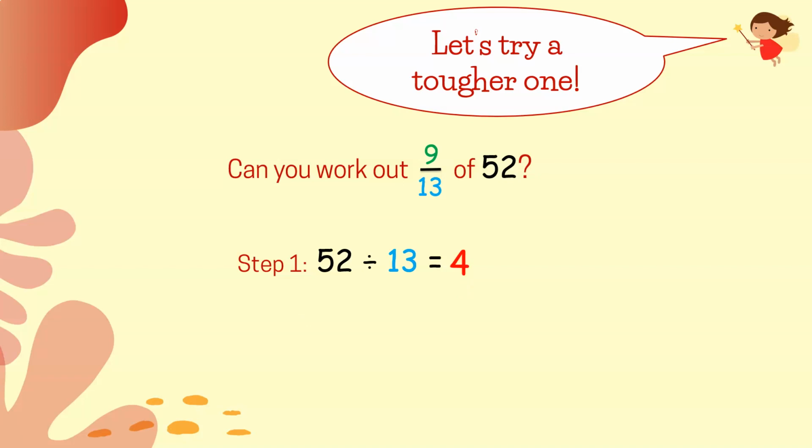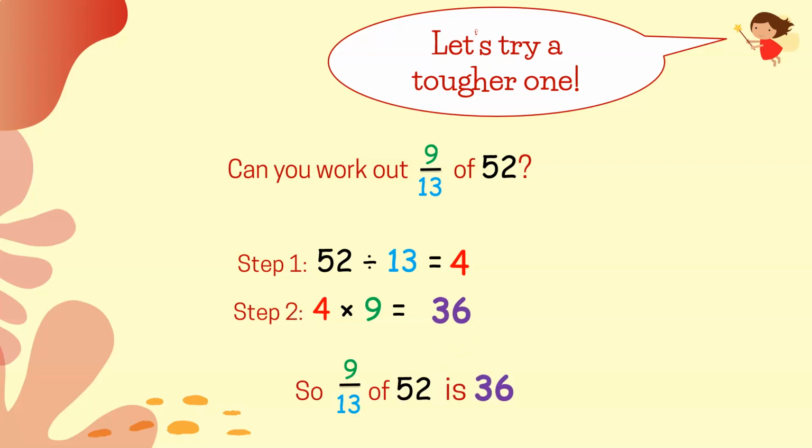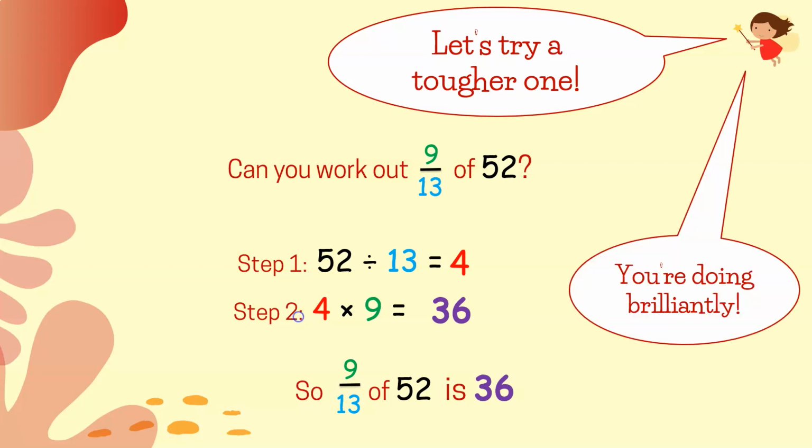52 divided by 13 is 4. Now I'm sure you can work out the second step. 4 times 9, that's our numerator, is 36. So 9/13 of 52 is 36. You're doing brilliantly. Well done.